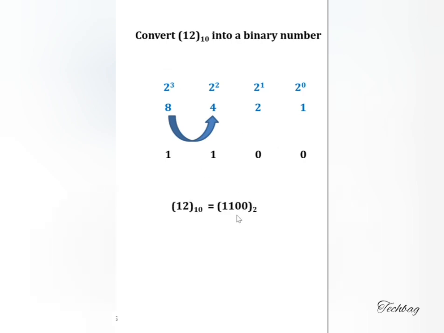So this is the easy way to find the binary equivalent of the given decimal integer. If you know the position weight, you can easily find the binary equivalent without doing the radix divide method.